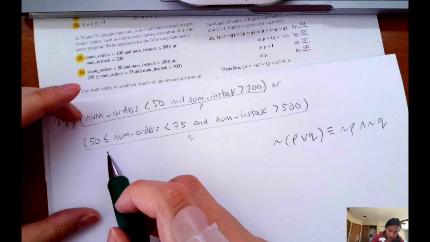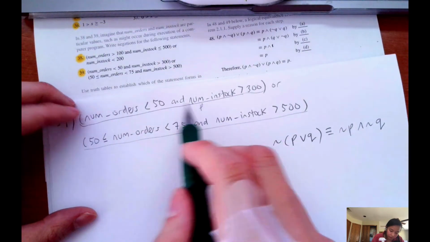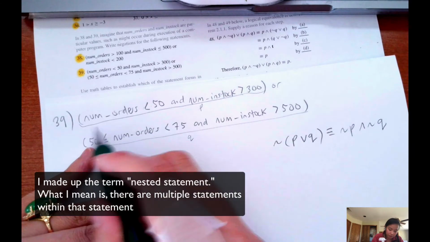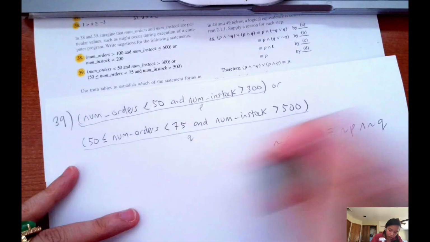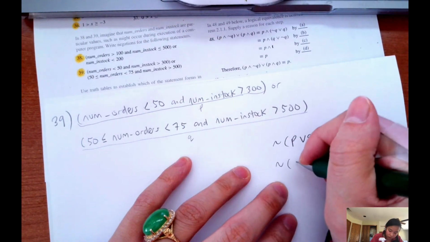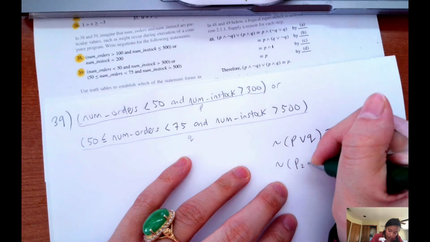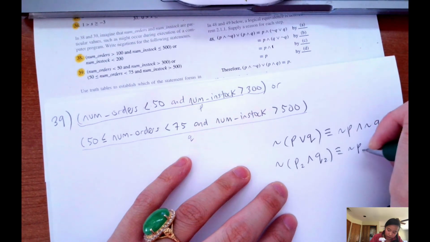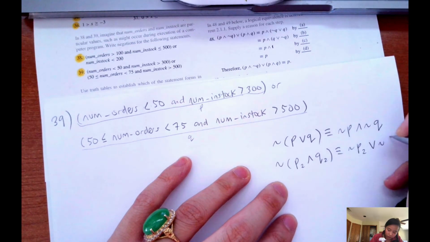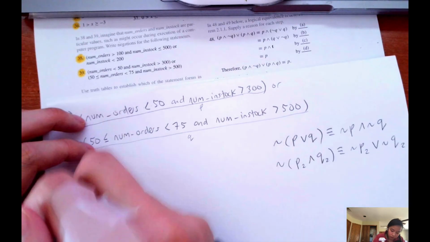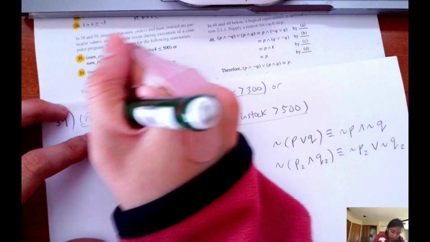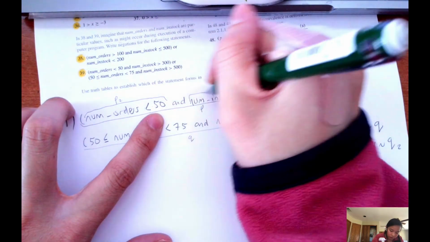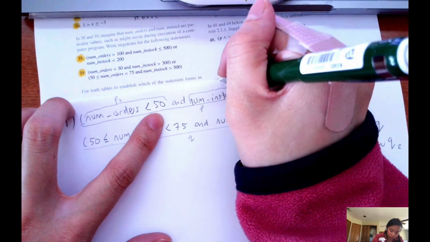So we have to take the negation of P. And this right here is a nested statement. So this statement will require De Morgan's law. So we know that the negation of, let's call it P2, and Q2 is logically equivalent to the negation of P2 or the negation of Q2. So P2 in this case is num orders less than 50, and num in stock is greater than 300 will be Q2.